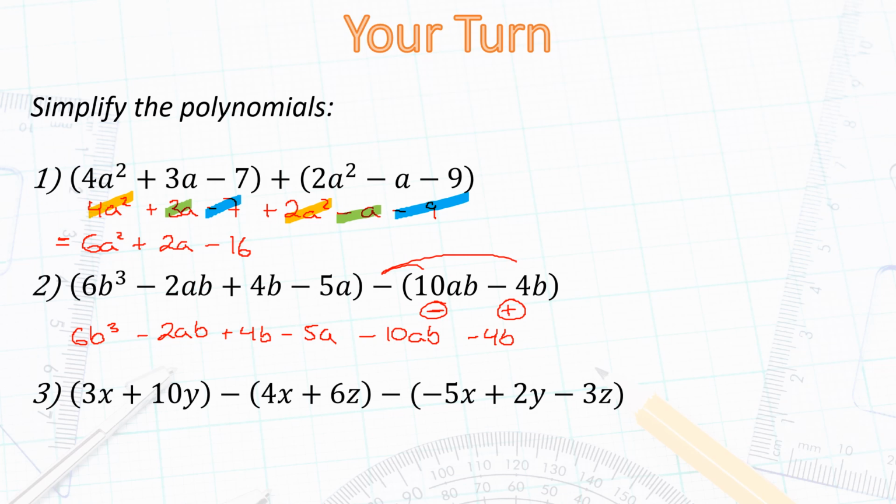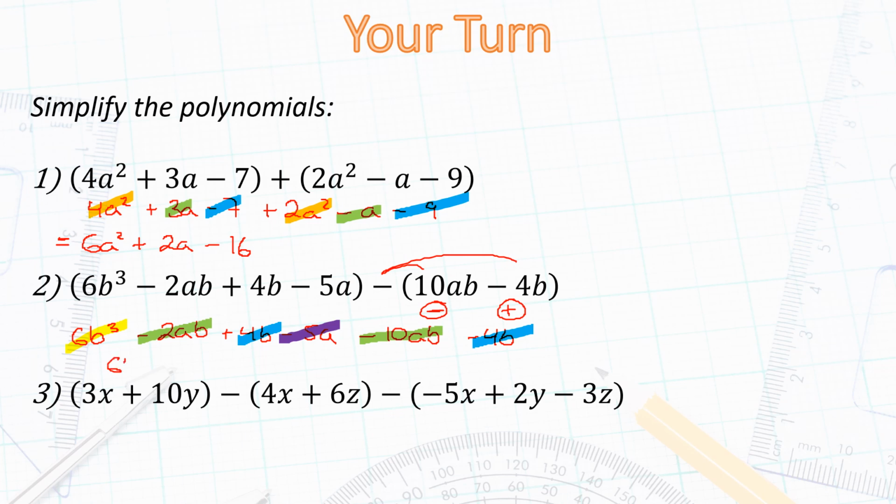So remember, unless all the letters match in a term, you cannot add them together. So like 6b cubed, there may be b's in some of the other ones, but they don't match. They don't have the same degree. 2ab, so ab is the variable, that's the term. So I can't combine it with just b or just a. There is another ab though, so I can combine it with that one. Then we've got 4b. There's another 4b, or it's a minus 4b, so those are going to cancel. And then we've got a minus 5a, which is a term on its own.